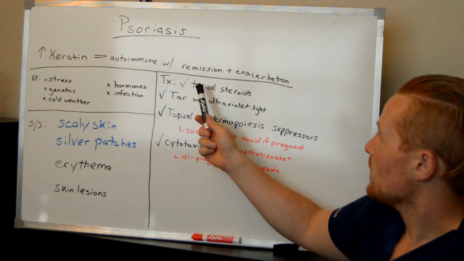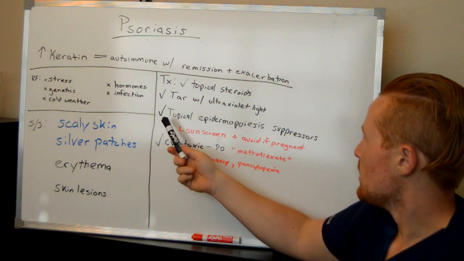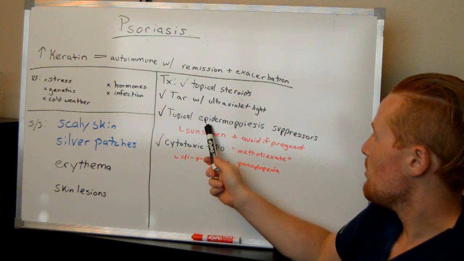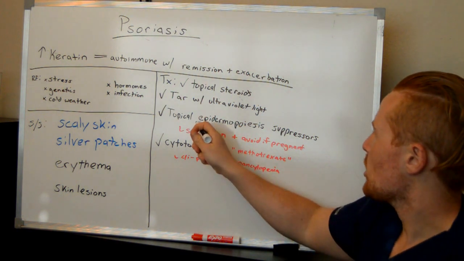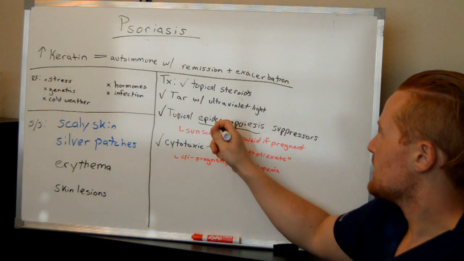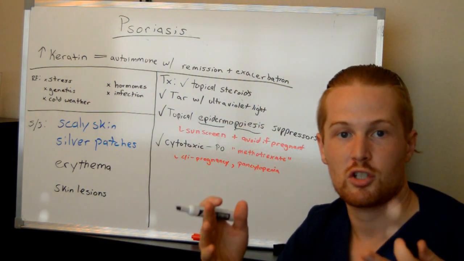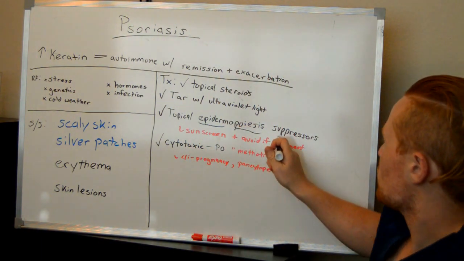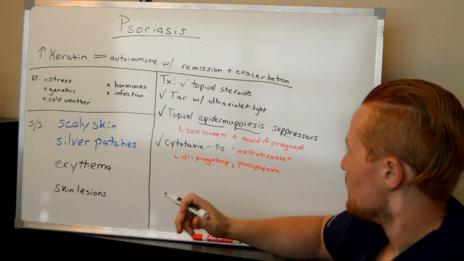Also, as I told you, they can have tar applied to the skin, they can have steroids applied to the skin. Another one here is they can have epidermopoiesis suppressors. Well, what the heck is that? Epidermo, okay, something with the skin. Poiesis has to do with reproduction, so the growth of new skin. Suppressors, so these medicines suppress the body from growing new skin.